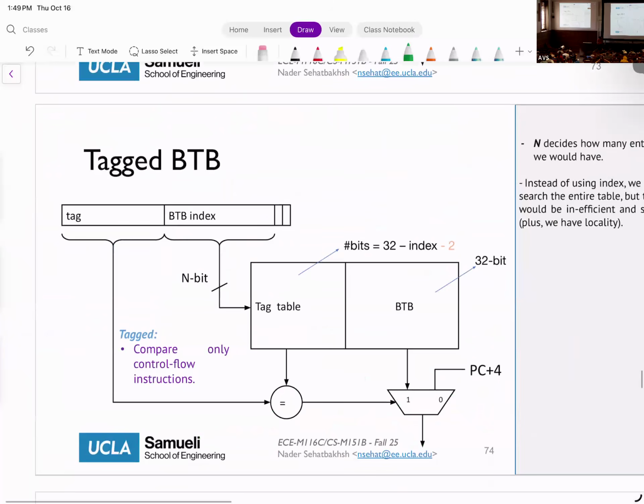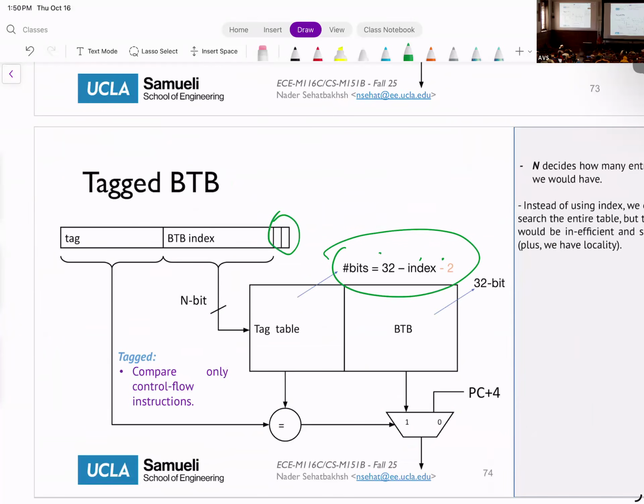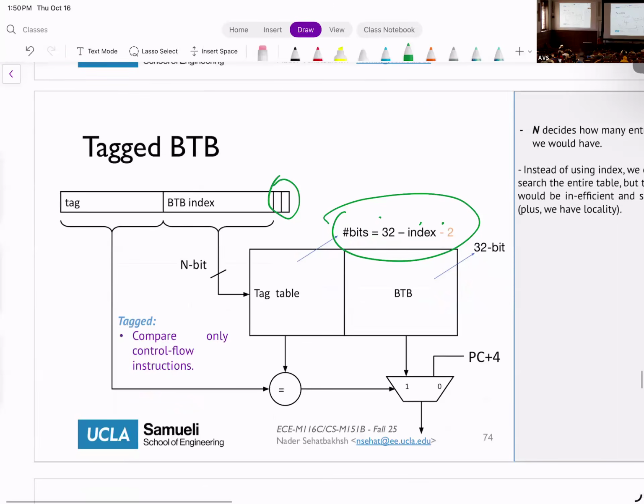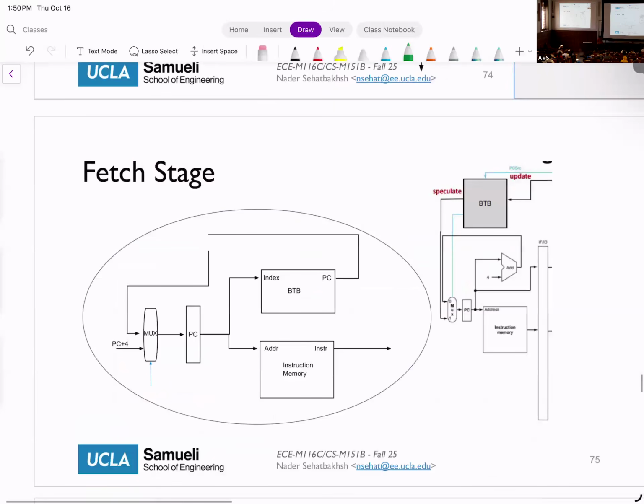Okay? So as I said, this is kind of like the improvement. I don't need to store the entire thing. I can store 32 minus index minus 2. Why minus 2? Because these two bits are also redundant to store. So if I want to really optimize this, this would be 32 minus index minus 2 instead of 32. But it could also be 32. Okay? So this would be how your fetch stage looks like now. Your BTB basically sends a control signal, and there will be an update coming from the decode stage as well, okay?